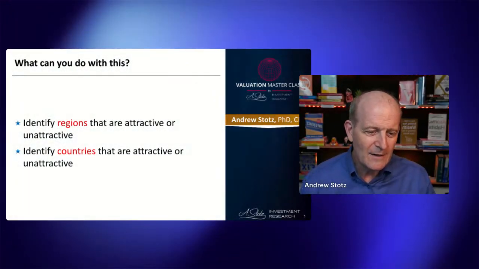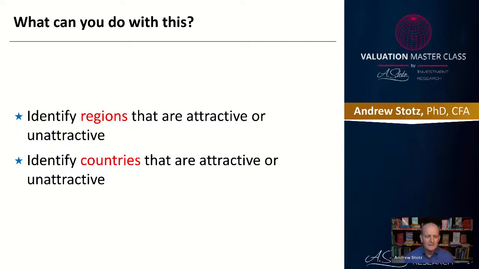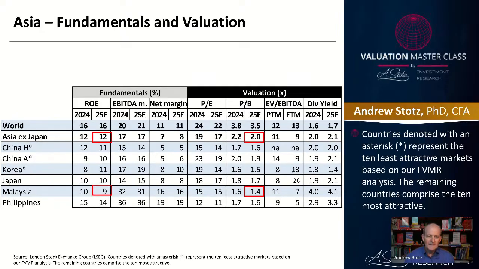Okay, so let's now go into the next section of this, and this is our first country breakdown. What I did is I looked at 41 different countries, and I ranked the countries based upon whether they were attractive or not on all of the measures, F, V, M, and R. And what I was able to do then is do a little scoring system. And from the scoring system, I could rank the 41 countries from most attractive to least attractive.